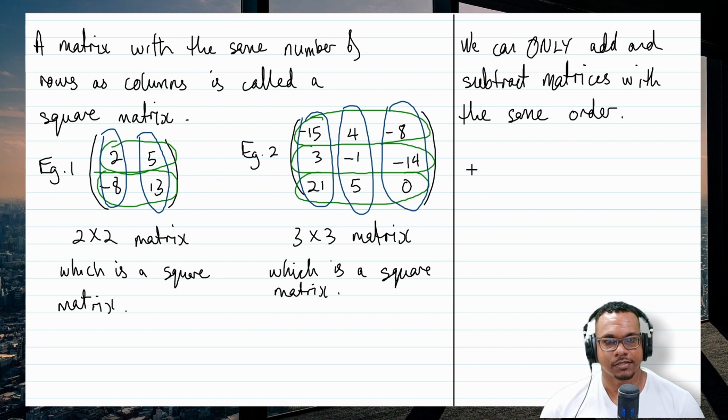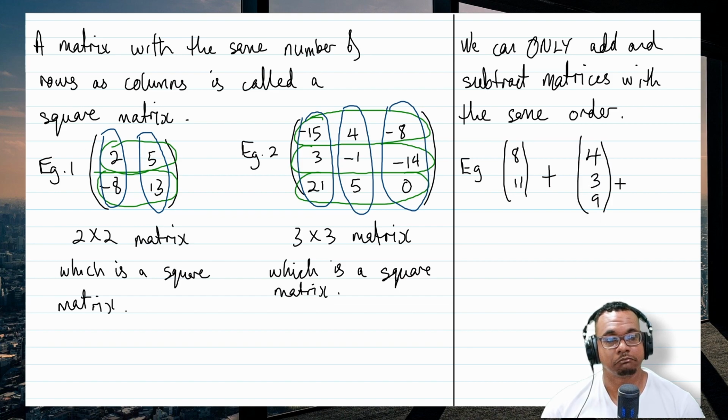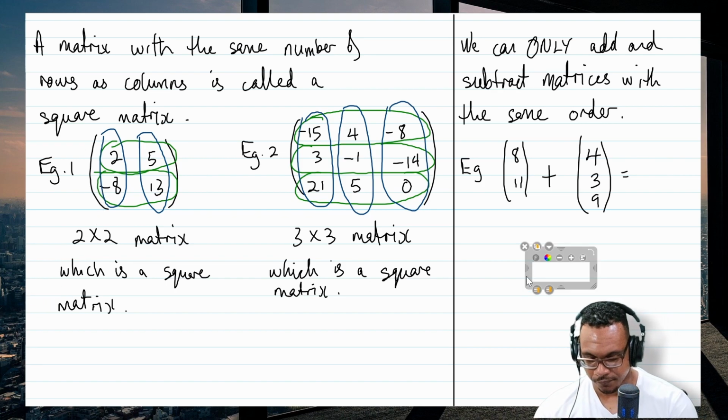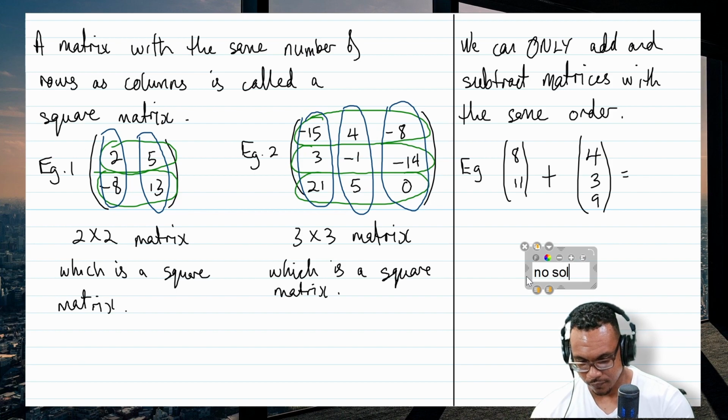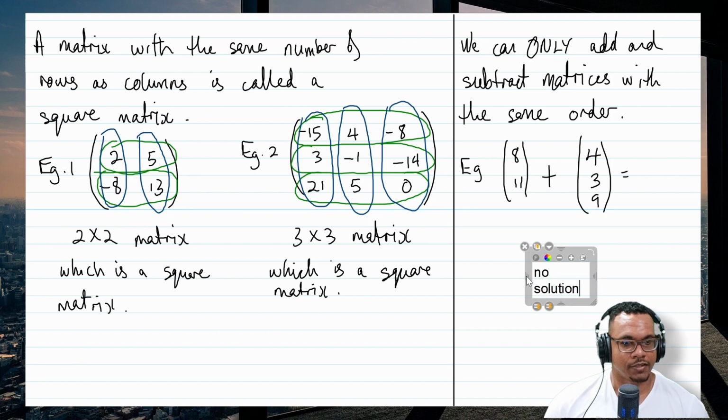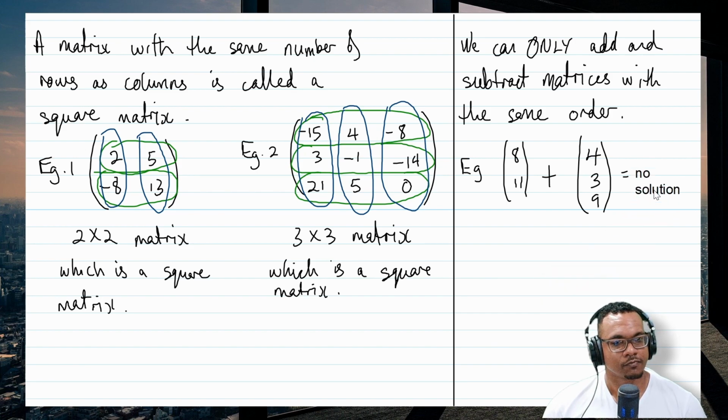Let's see an example here. If I add 8, 11 plus 4, 3, 9 like that, the answer is no solution. I don't have space to write no solution there, so let's type it out and make it small. All right, no solution.